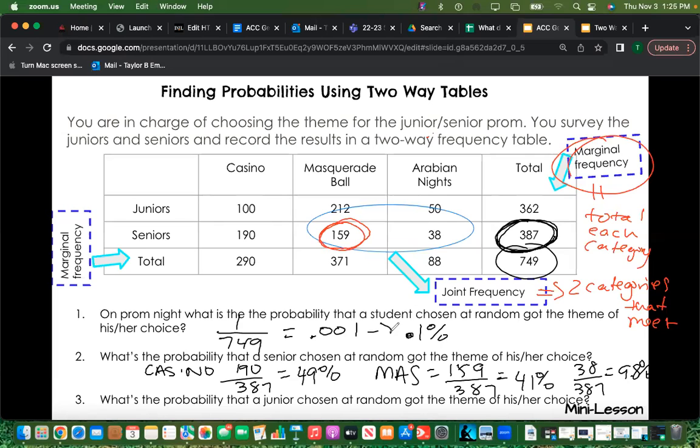Can you figure out what's the probability that a junior chosen at random got a theme of his or her choice? So you're doing the exact same thing I just did for each one of these, but you're only dealing with the juniors now. Okay, can you take a second? Can you try that on your own?